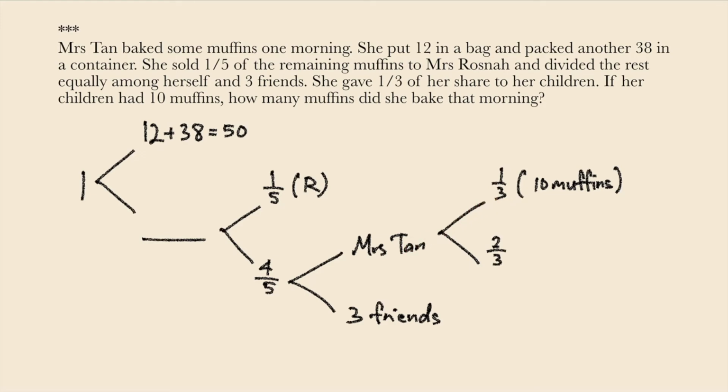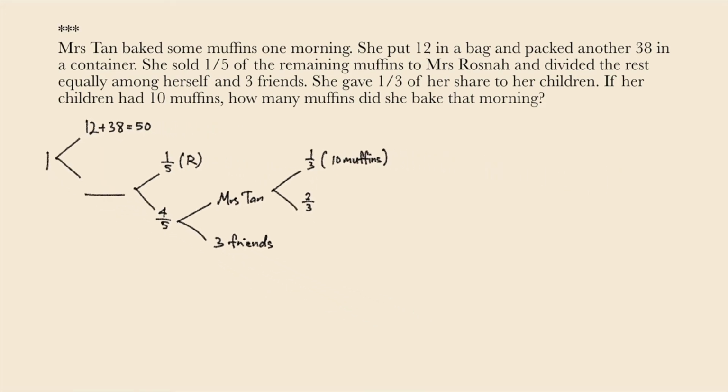Now, not every branch will always come from the lower branch. No, it depends on the situation. In this case, the branch comes from Mrs. Tan because we are told she gave 1/3 of her share, Mrs. Tan's share. Okay, if her children had 10 muffins, right here we know 1/3 represents 10, and that is useful, which means we can find 3/3, which means we can show 30 for Mrs. Tan.